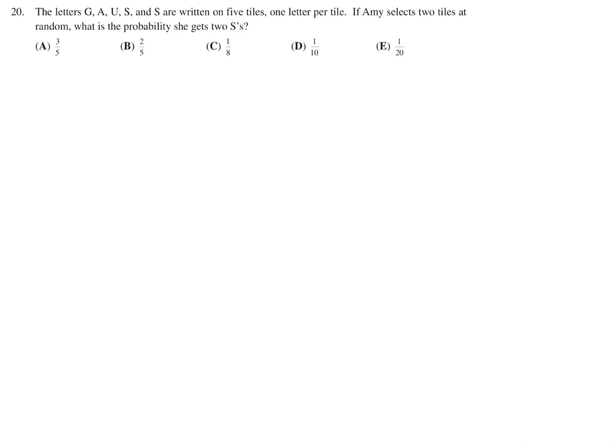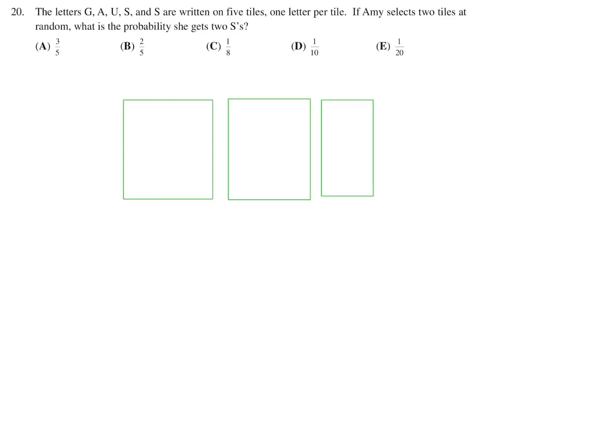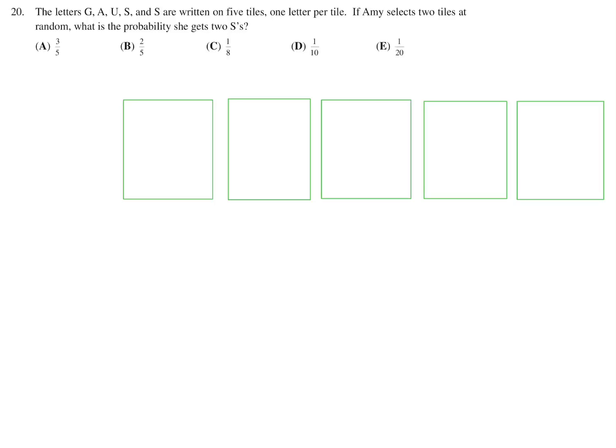The letters G, A, U, S, S are written on 5 tiles, 1 per tile. If Amy selects 2 tiles at random, what is the probability she gets 2 S's? So we've got 5 tiles, right? So you got 1, 2, 3, 4, 5 tiles, and these letters are written on these 5 tiles. We have G, A, U, S, and S. Now I'll differentiate these S1 and S2. She's going to select 2 tiles at random. What is the probability she gets 2 S's?